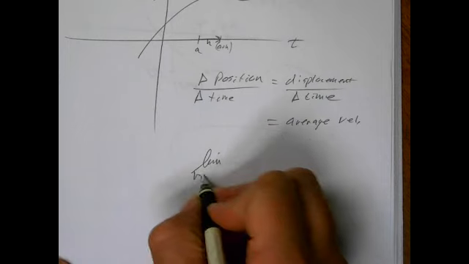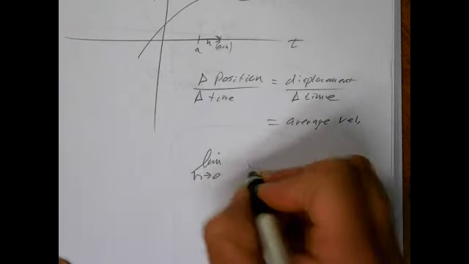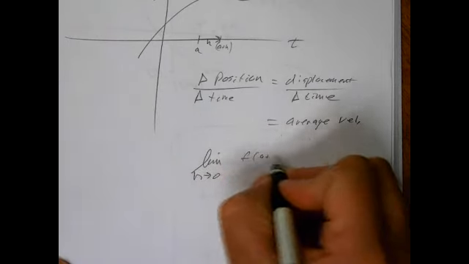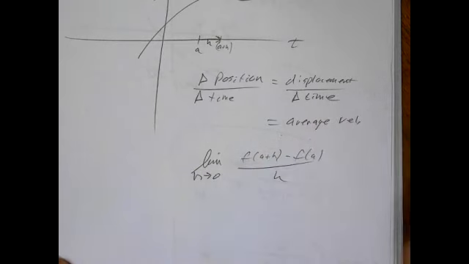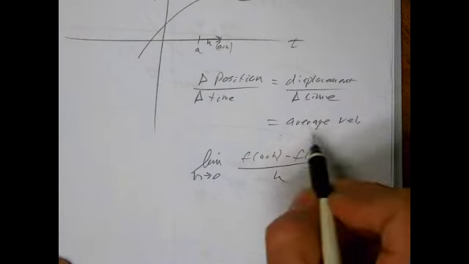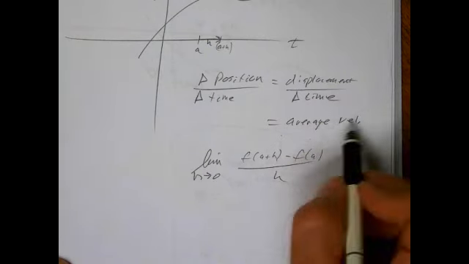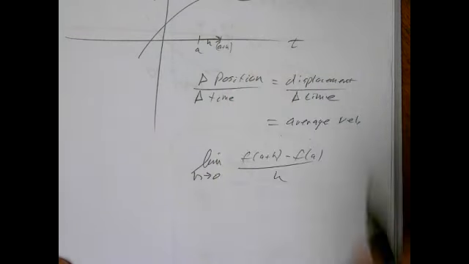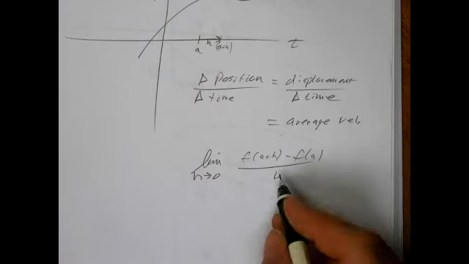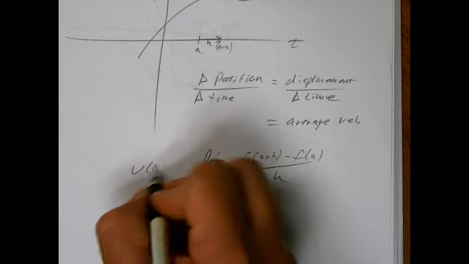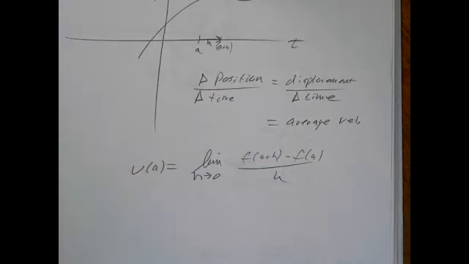But if you take the limit as h approaches 0 of this f of a plus h minus f of a over h, what you're looking at is not velocity over some increment of time. You're looking at velocity at some instant in time. What you have from there is not an average velocity, but the velocity, the instantaneous velocity.